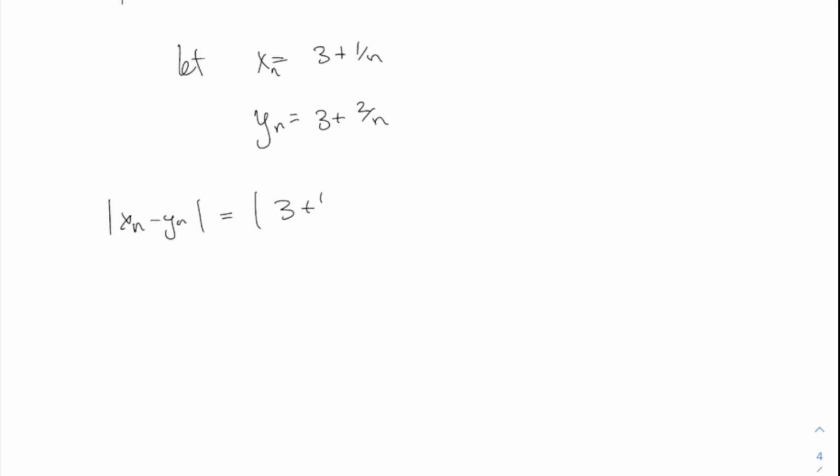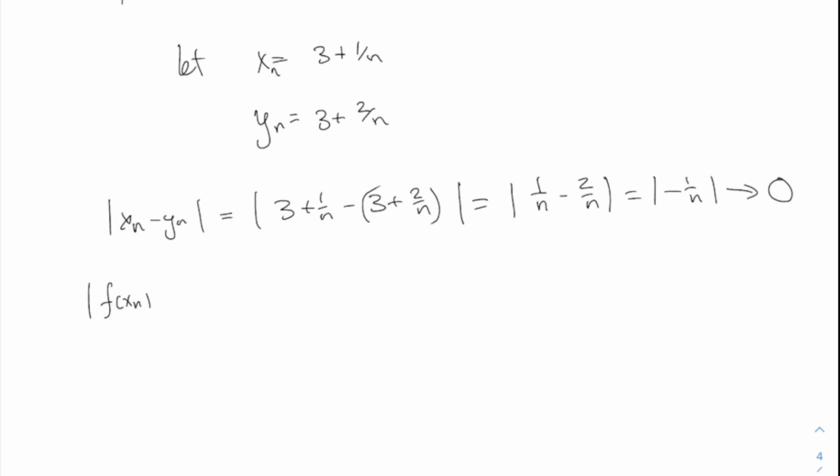This is 3 plus 1 over n minus 3 plus 2 over n. The 3's cancel, and I just end up with 1 over n minus 2 over n. That is negative 1 over n, I guess. Anyway, this goes to 0, right? So that's the first thing you need. And then you check, and this is the part that you are never quite sure is going to work out until you try it.